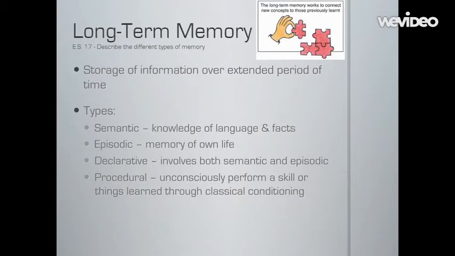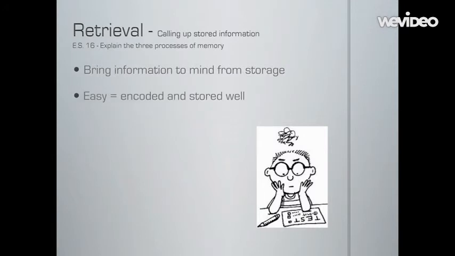Now let's take a look at the retrieval process. Okay, retrieval is recalling information that you have stored in either, and most likely, your long-term memory. Okay, so you're bringing that information to your mind from storage. Okay, the easier it is for you to retrieve that memory, it means that you encoded it and you stored it very, very well. So your ability to retrieve information for a test means you spent some time probably in remembering it, stored it in your long term, and now can write it out.